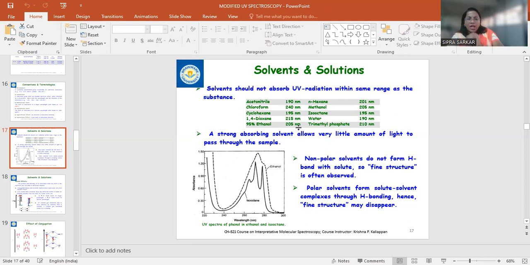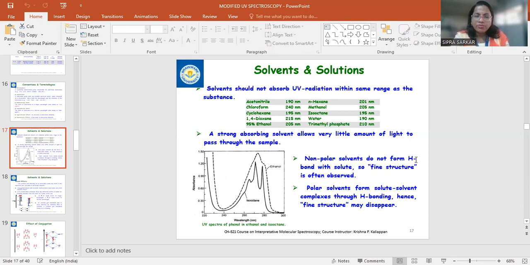A strong absorbing solvent allows very little amount of light to pass through. That means if the solvent absorbs a maximum amount of light, what happens? It will allow less light to pass through the sample, right? So we have to choose a particular solvent which absorbs a minimum amount of light. As a result, there will be a chance for the compound to absorb the maximum amount of light, and we can detect its absorption and concentration.